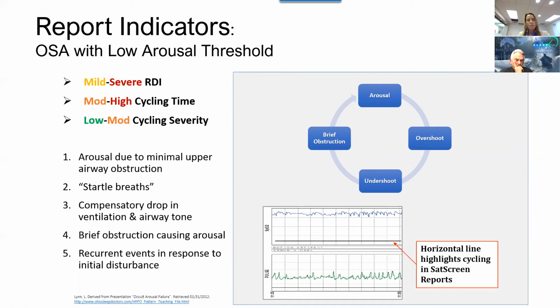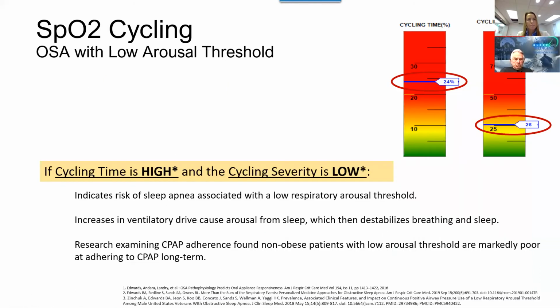So this is where we see patients with low arousal threshold or milder forms of loop gain, perhaps in some situations too. The things that we're looking for on the reports are going to be a mild to severe RDI, a moderate to high cycling time, meaning lots of ventilatory instability, but a relatively low to moderate cycling severity. So the severity of the events is relatively mild, but there are a lot of them occurring frequently throughout the night.